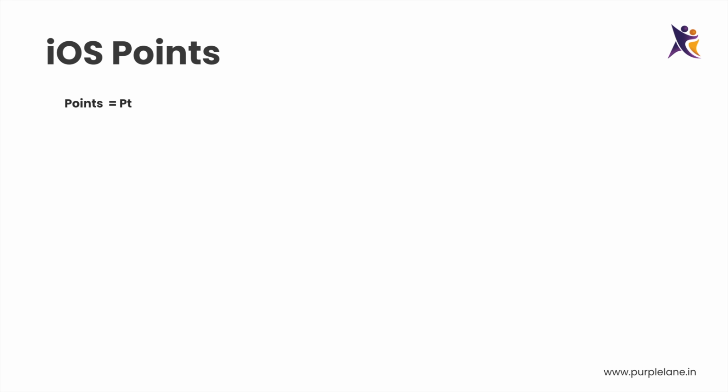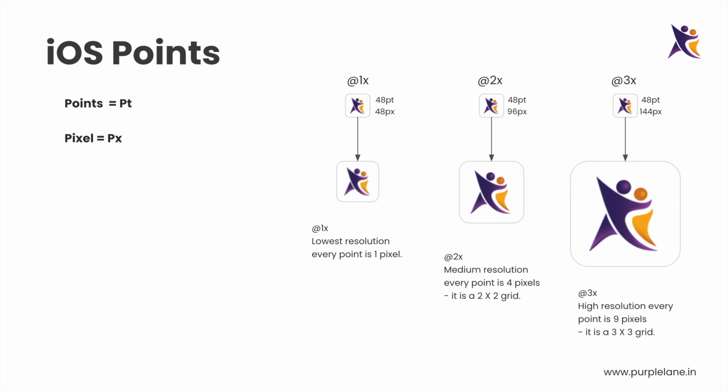A point is a measure designers use to compare the sizes of fonts and UI elements across all iOS devices to make them responsive. We call points PT. A pixel is an individual dot of light in the display of mobile devices, called a pixel or px. Smaller pixels mean a clearer image, which is great, but if you make your pixels smaller, everything on the screen becomes smaller too.